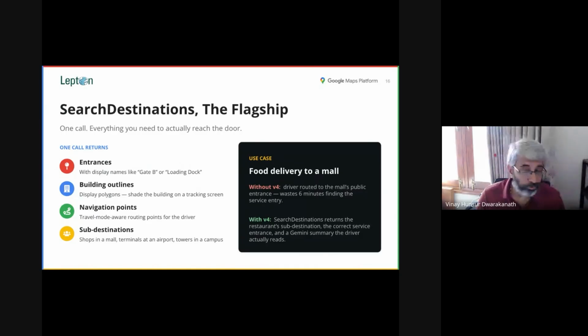Without V4, all of this. And with V4, one call returns the restaurant sub-destination, the correct service entrance, and a Gemini summary, right? And again, here, drivers would need to be able to read, or at least be able to get that, audio, right? And the driver actually is able to go to the exact destination that he's supposed to be going to, right? So 6 minutes saved on every drop, right? So that is sub-destinations.